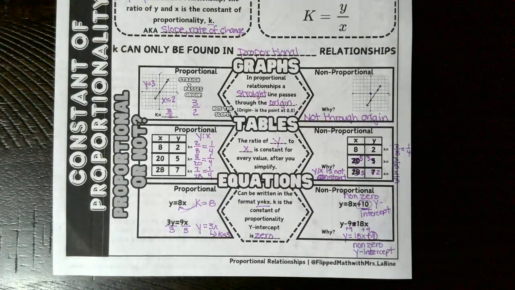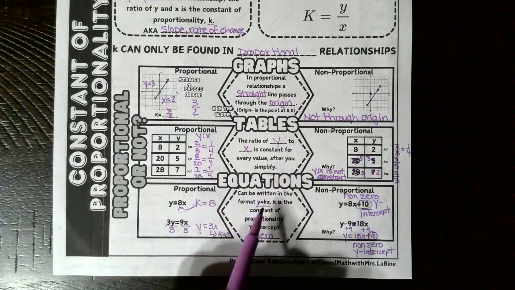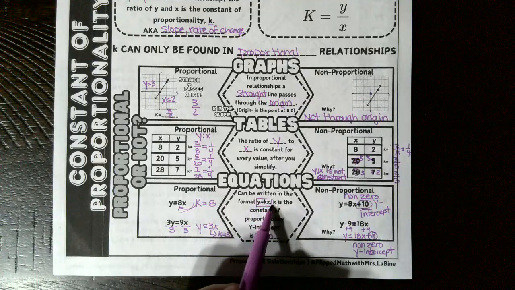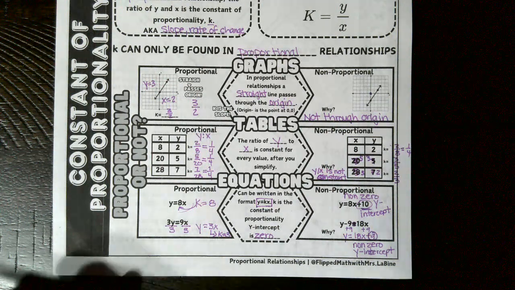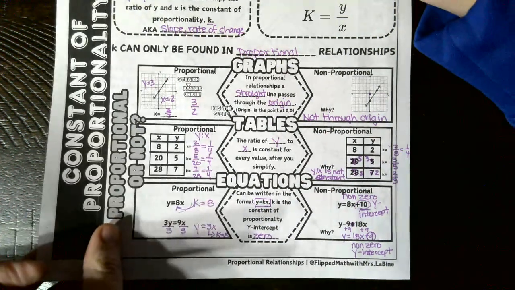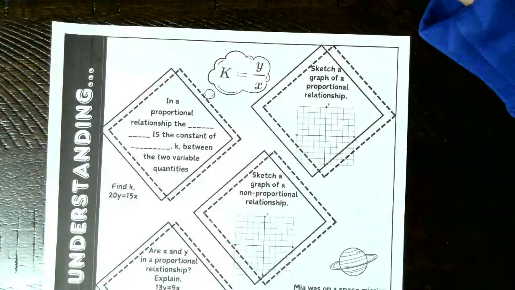Okay, so that's our y. It has to be written in this format or it can be simplified down to go to that format. If it doesn't, then the equation is not proportional. So let's flip this over and see if we can figure out what's going on the other side.